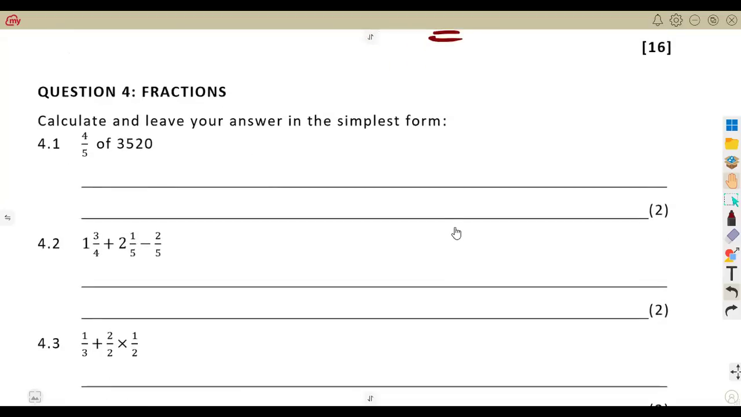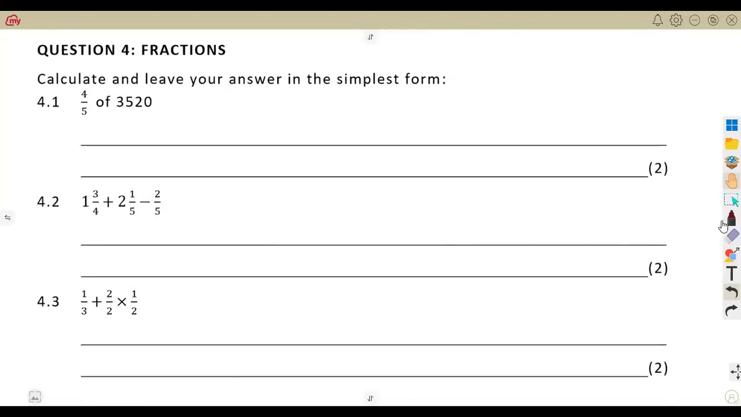Then consider your fractions: calculate and leave your answer in the simplest form. In 4.1, you are given 4 over 5 of 3,520. What are you going to have? So "of" simply means times, so simply multiply.